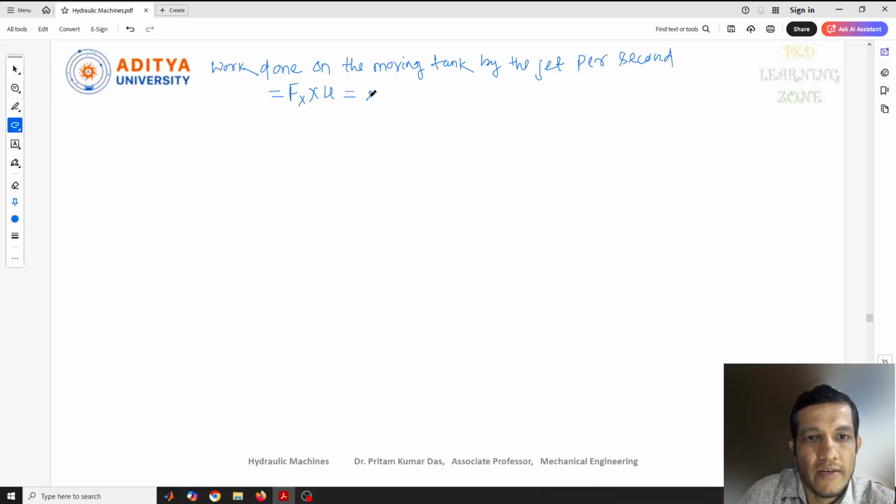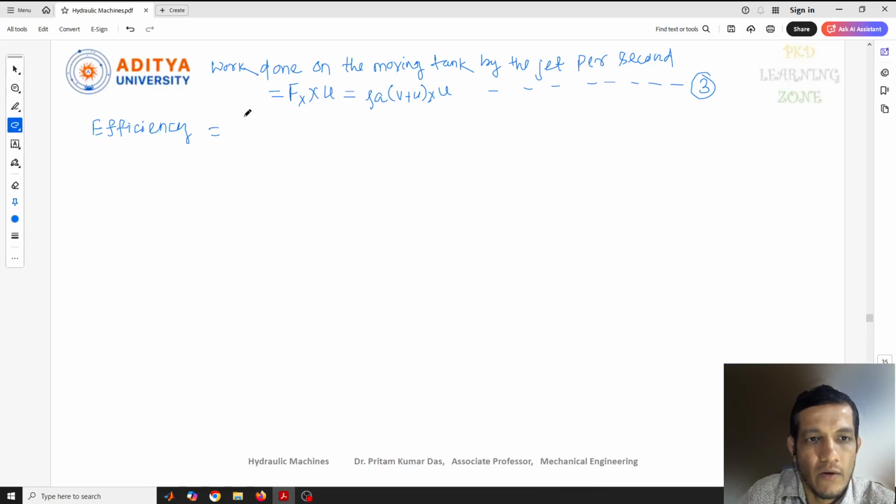Fx is already calculated here, so rho A, this is V plus U, into U. U is the velocity of the moving tank, the distance traveled with respect to time. This is our work done. Once we calculate the work done, again we can go for the efficiency calculation, so the efficiency of propulsion can be calculated.